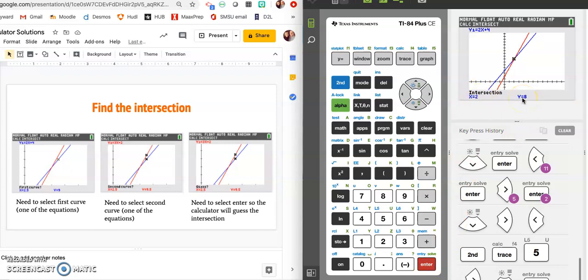So you could solve that using elimination, you could solve that using substitution, or you can graph it and it would be perfect if you graphed it and drew straight lines. Otherwise, we can use our graphing calculators to help us solve for those intersection points.